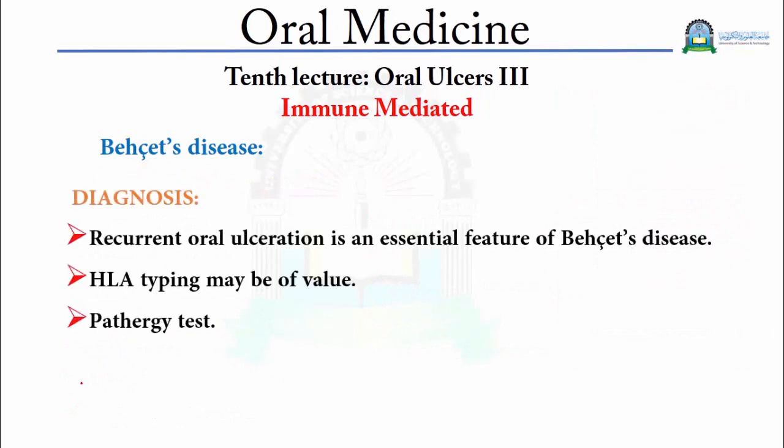So how can you diagnose Behçet disease? Recurrent oral ulceration is an essential feature of Behçet disease, so the patient complains of recurrent oral ulceration. Human leukocyte antigen typing may be of value in diagnosing Behçet disease, and there is a pathology test.